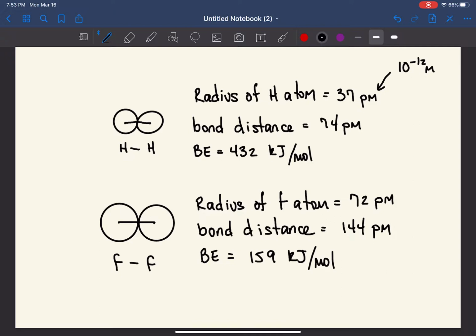And I want to point out that the hydrogen bond that we're using here is a single bond between two hydrogen atoms, and the fluorine bond is a single bond between two fluorine atoms. The reason that's important is because these both are nonpolar bonds because they have the same atom attached. So we're going to talk about polarity in a little bit. They're also only single bonds, so they have a bond order of one. So we're not comparing something with a bond order of one to something with a bond order of two. Okay, so let's go on to talk about bond order now.